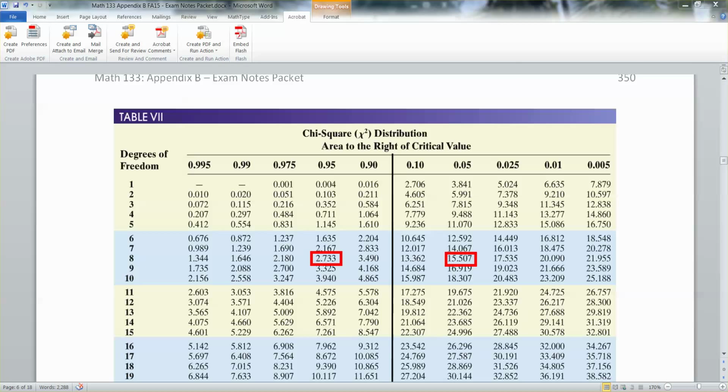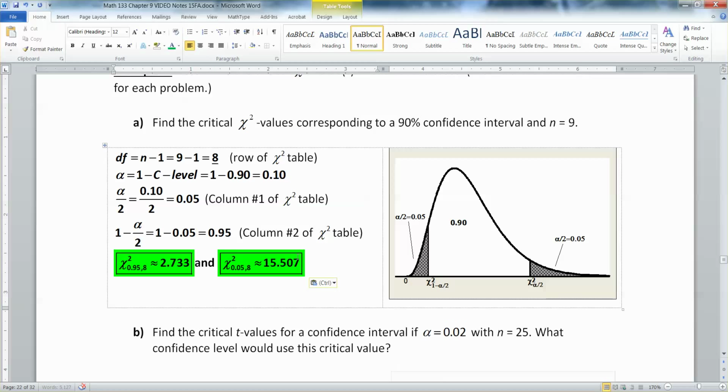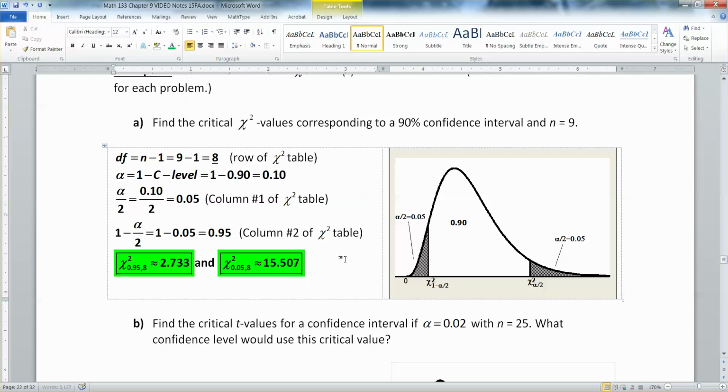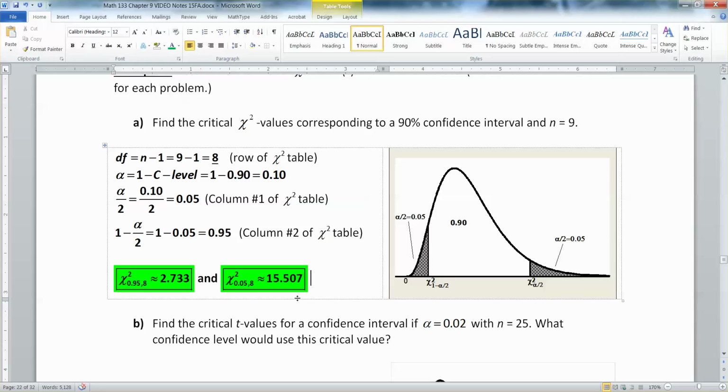Now notice those two numbers are totally not the same. They're both positive, but they're not the same at all. And that's what we expect from a chi-square curve. So we have two critical values: the one on the right and the one on the left. The one on the right is 15.507, and I labeled it with a little comma 8 to denote that the degrees of freedom here was 8. And then the one on the left was 0.95, comma 8. And there we have it. You found your first critical values for a chi-square distribution.